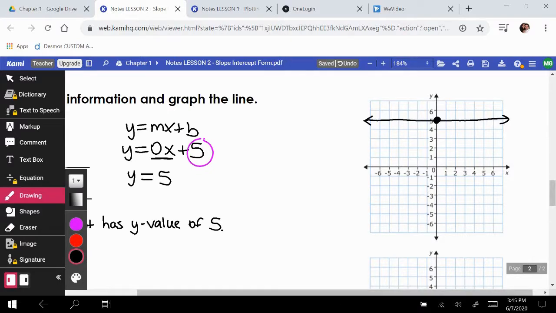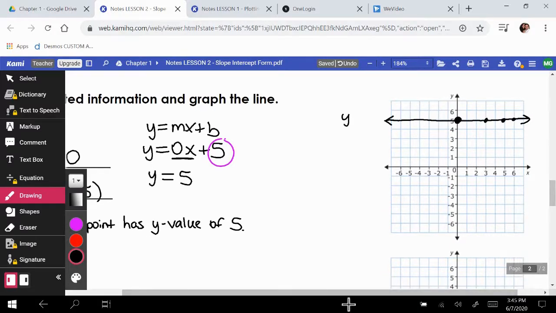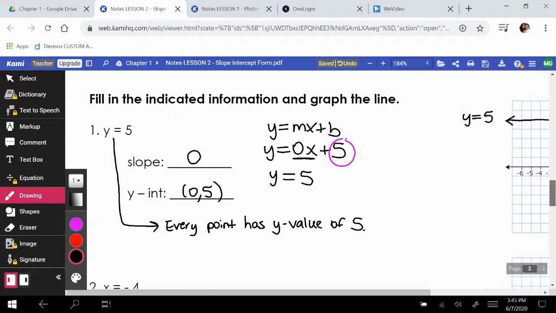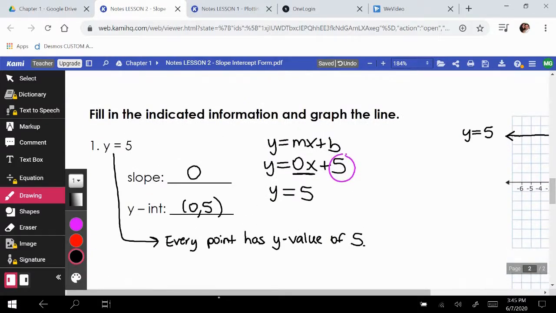Okay, see how every point on that line would have a y value of 5? That's what we want. Okay, slope of 0, y value of 5. This is the line y equals 5. Remember, anything in the form y equals is going to be a horizontal line, where any function in the form x equals is going to be a vertical line. Okay, so if it's just y equals a number, horizontal line. If it's x equals a number, we have a vertical line.